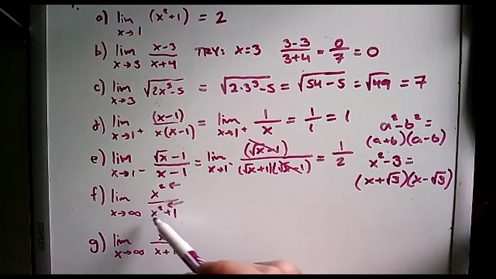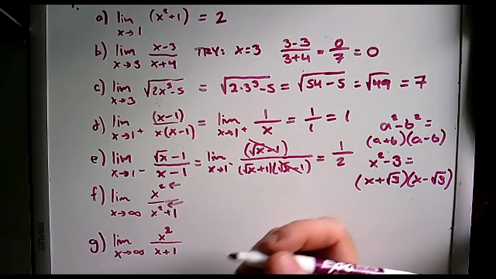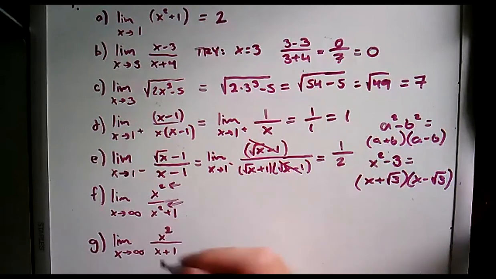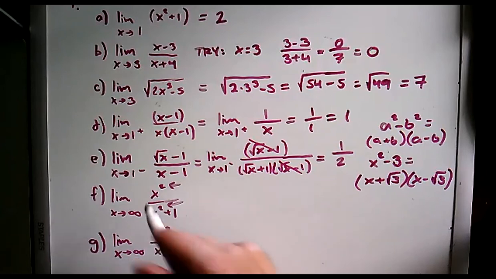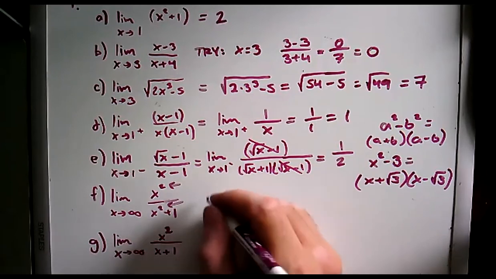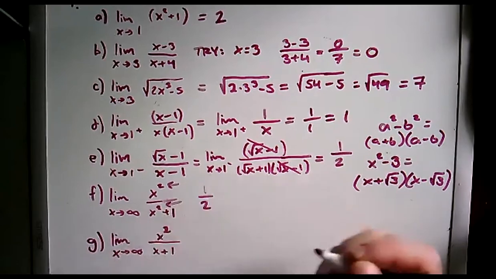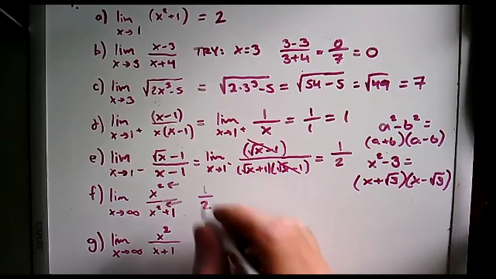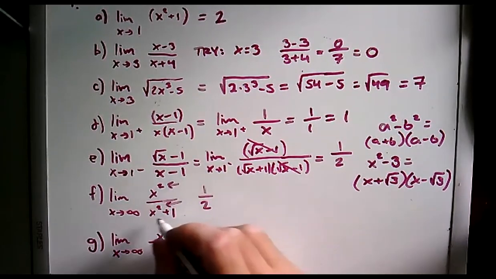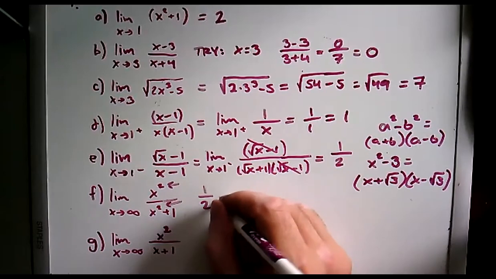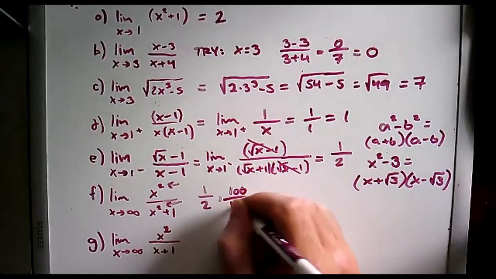Now, it's true, the denominator has 1 added to it. We might experiment, and if you have time on the exam and you're not sure about something like this, you could plug in larger and larger values of x and see what happens. So for example, if we let x equal 1, then we'd have 1 over 2. If we let x equal 10, then we'd have 10 squared over 10 squared plus 1, so 100 over 101.